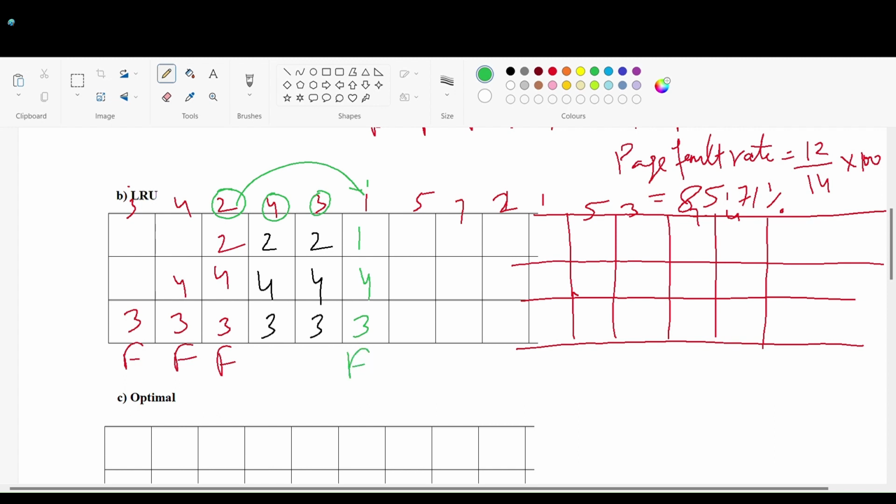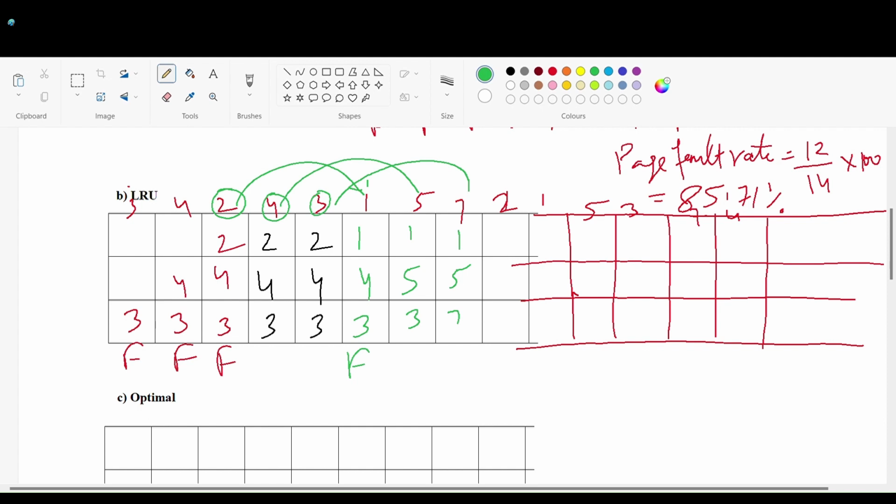Okay, this is also a page fault, right? Yes. So which page do we replace now? 4. Yes. So 1, 5 and 3. So 4 will be replaced by 5, right? Okay. Now 7. So which page should be replaced now? 5 and 1 were recently used, but 3 was not. 3 is the least recently used. So 3 will be replaced by 7.